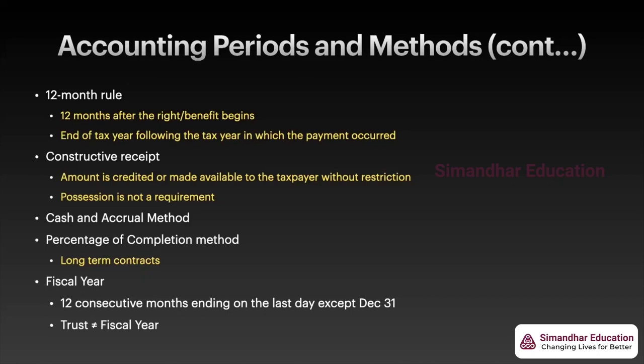So any 12 consecutive months that does not end on December 31st, or basically is not a calendar year, is a fiscal year. Now, trusts cannot use a fiscal year. So just a reminder there that all the other entity types, say partnership, corporation, S Corp, can use a fiscal year, but a trust cannot use a fiscal year.